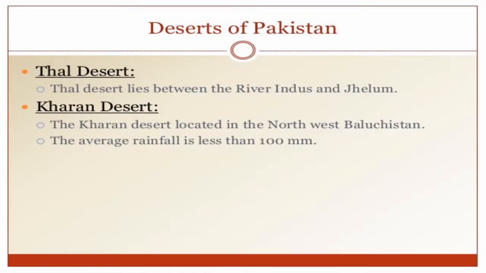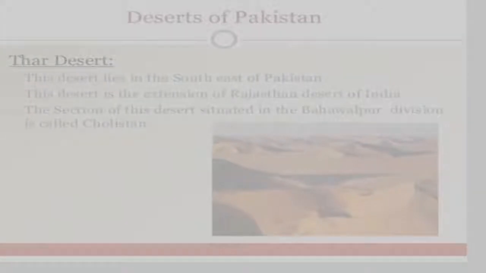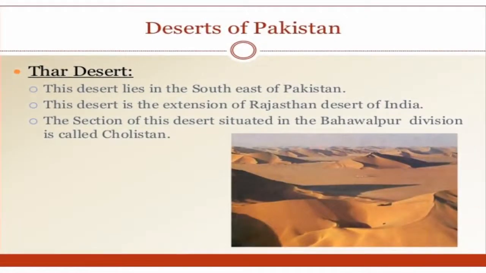Right, so that's all for our Thal Desert. So let's discuss our Cholistan Desert. Girls and guys, as you know very well, I have told you that the Cholistan Desert is the extension of the Thal Desert. And guys, the area of the Thal Desert which is situated in Bahawalpur is called the Cholistan Desert. In short, you can say that it is the extension of the Thal Desert into the southeastern side of Punjab.